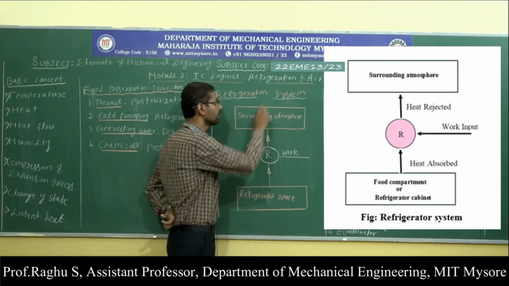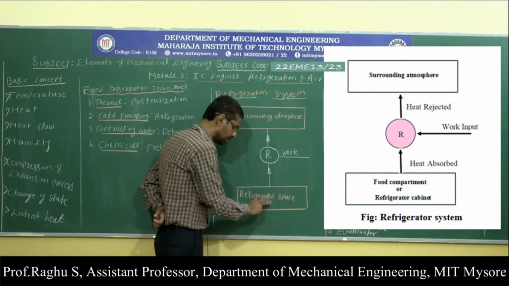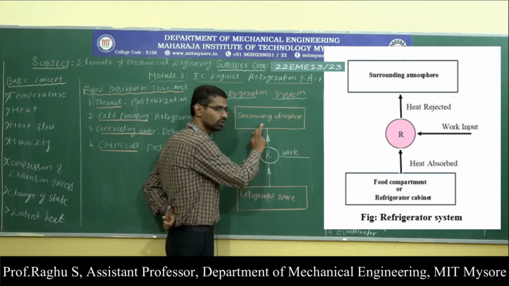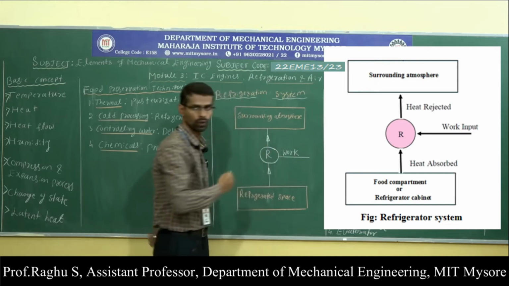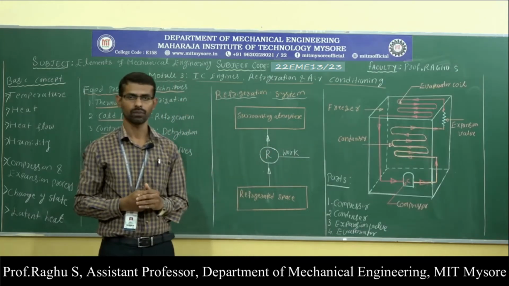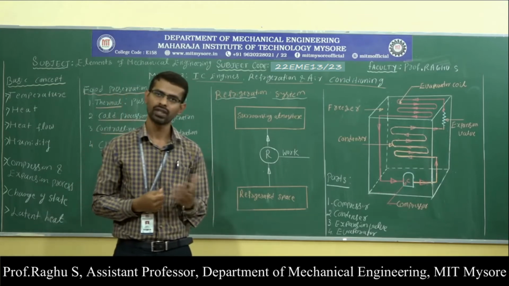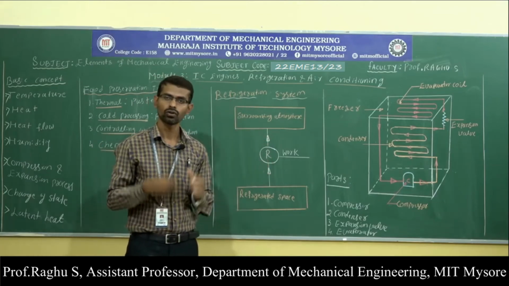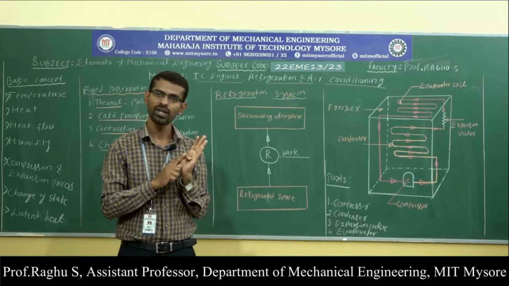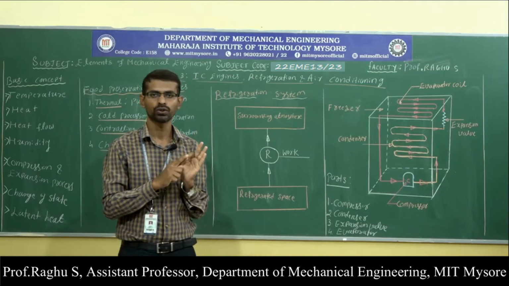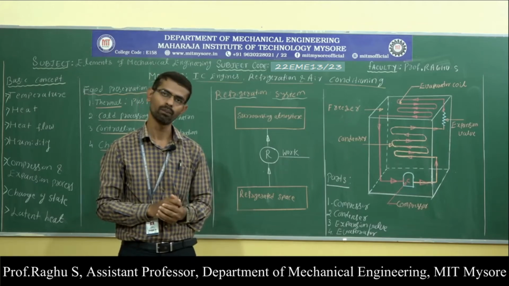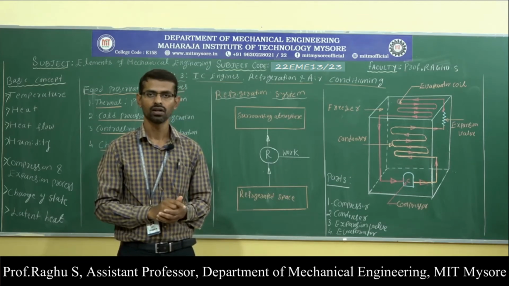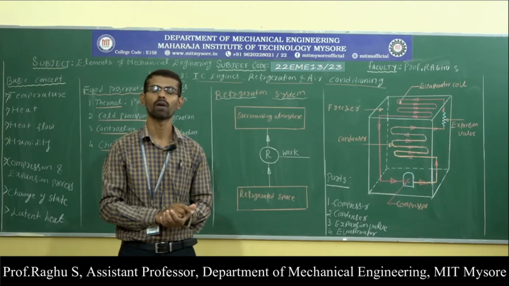This block diagram shows the refrigeration system. The refrigerator removes heat from the refrigerated space where I am going to reduce the temperature, and rejects the heat to the surrounding atmosphere by taking work. So this is called a refrigeration system. Next, what do you mean by refrigerator? The device used for the refrigeration process is called a refrigerator. We have two types of refrigerator: the vapor compression refrigerator and the vapor absorption refrigerator. Next we will discuss the working of the vapor compression refrigerator and the vapor absorption refrigerator.